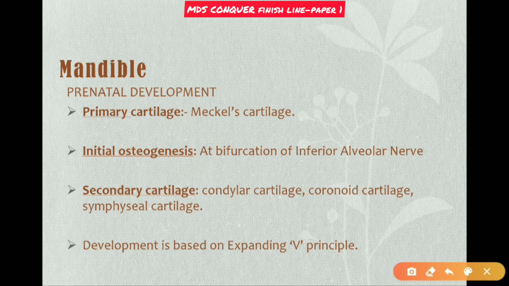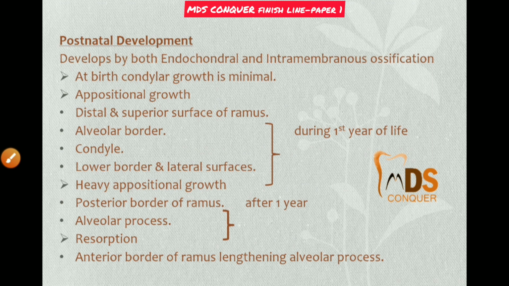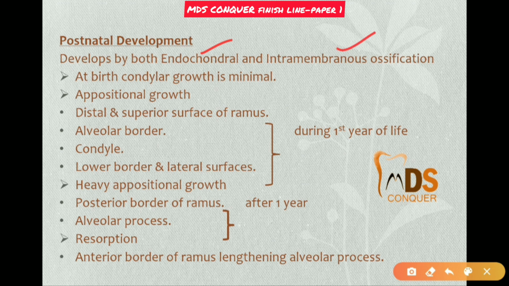So you can draw these line diagrams. Then mandible prenatal development. Primary cartilage is Meckel's cartilage, and initially osteogenesis at the bifurcation of the inferior alveolar nerve takes place, and the secondary cartilage includes condylar, coronoid, and the symphysial cartilage, and this is also based on the expanding V principle. And in the postnatal development, this develops by endochondral and intramembranous ossification. Okay, and in the alveolar process, resorption occurs.